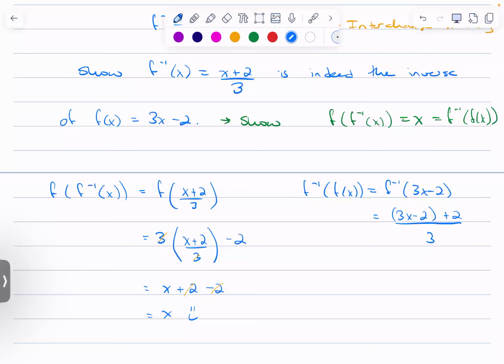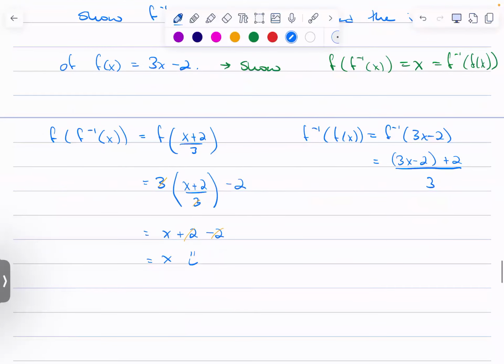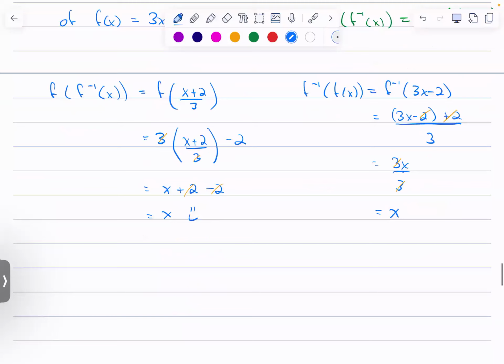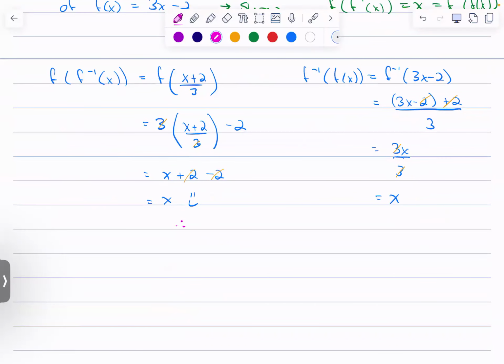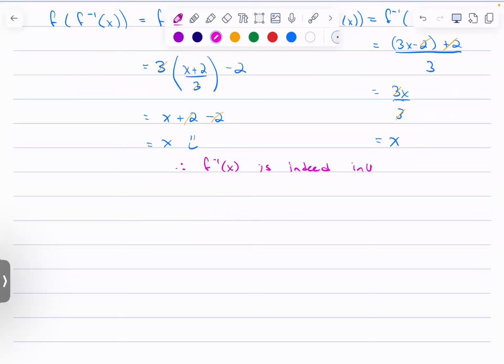I get 3x minus 2 plus 2, which is going to cancel. So 3x divided by 3, which is also going to cancel. And I'm left with x. Therefore, f inverse of x is indeed the inverse of f of x.